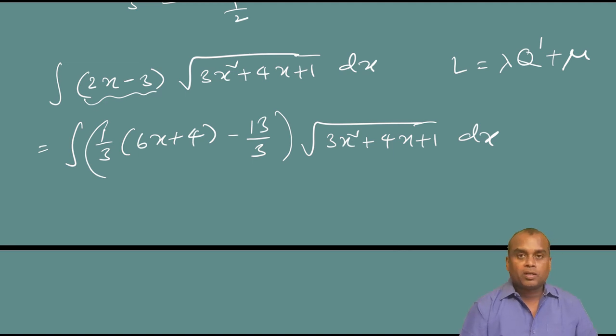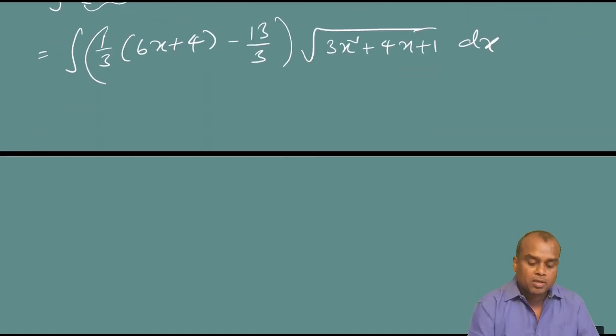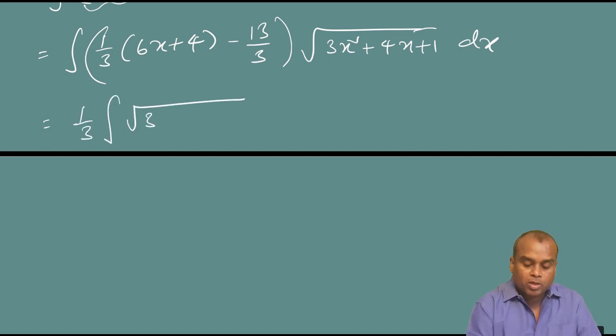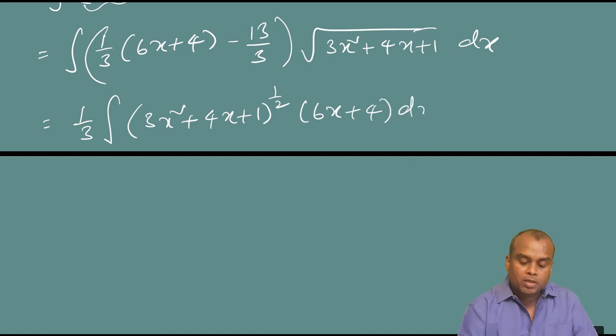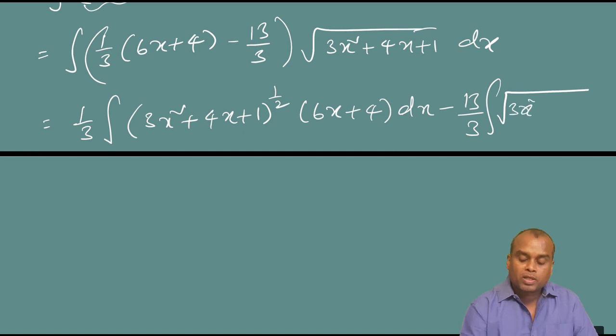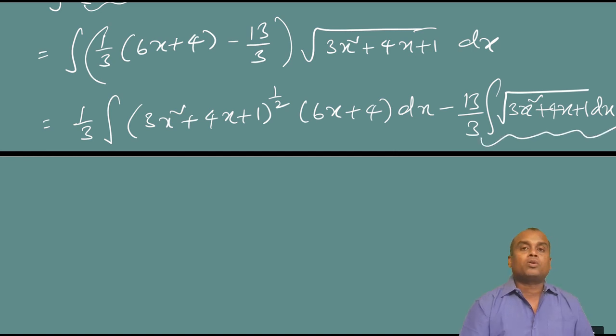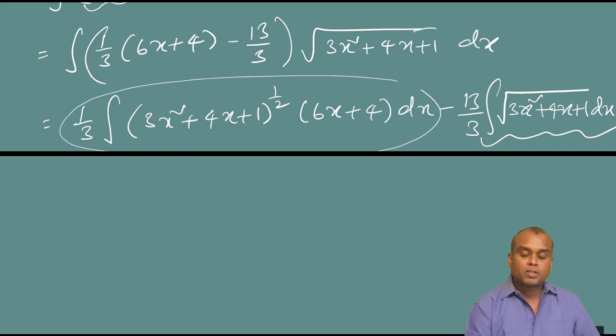Now, like the way we have done, again I am going to write separate integrals. So when I write separate integrals, it will be 1 by 3 into the integral of square root of 3x square, or for fun let me write like this, 3x square plus 4x plus 1 whole power 1 by 2 into 6x plus 4, and the second part is minus 13 by 3 into the integral of square root of 3x square plus 4x plus 1 dx. Now this part you already know how to evaluate. It is the integral of square root of a quadratic. So let us see how to evaluate this part.